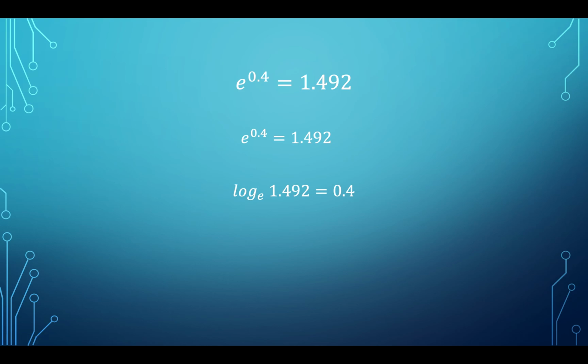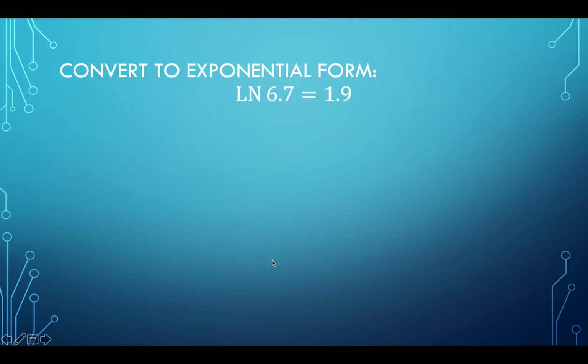Is that our final answer? No. What do we got to do? Well, we got to replace log base e with ln. So now once we do that, our final answer is ln of 1.492 is equal to 0.4. This is now your final answer. Okay, so now we've converted exponential to log form.